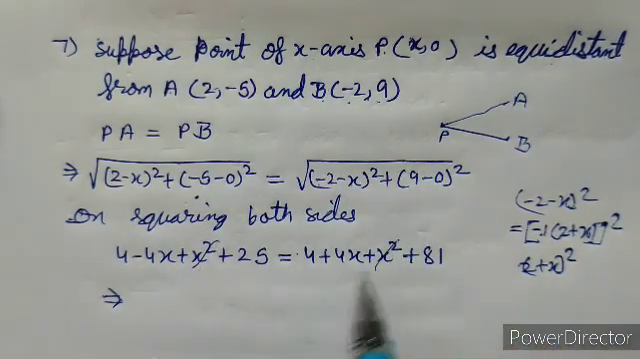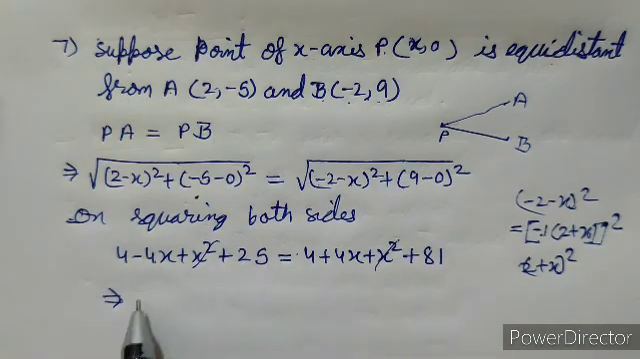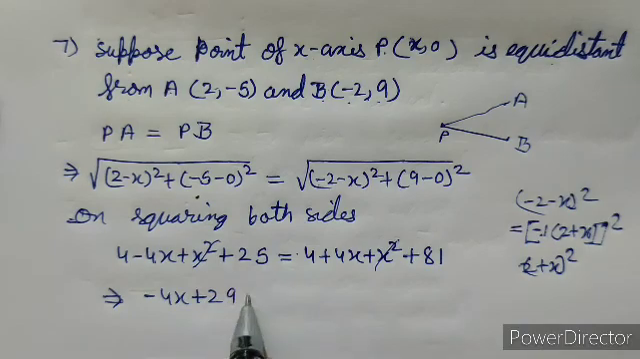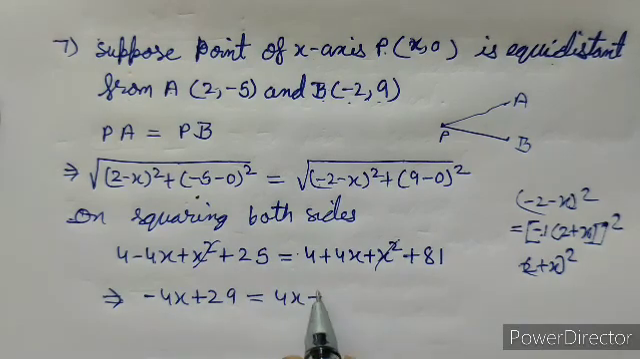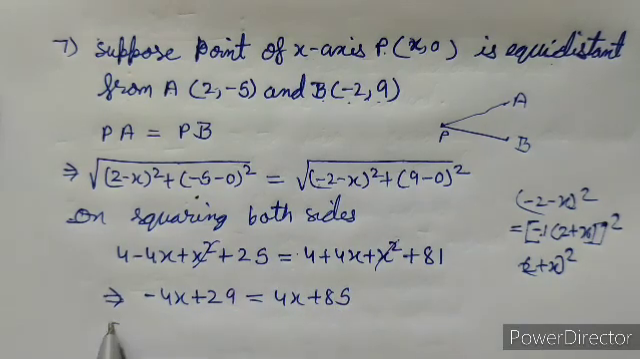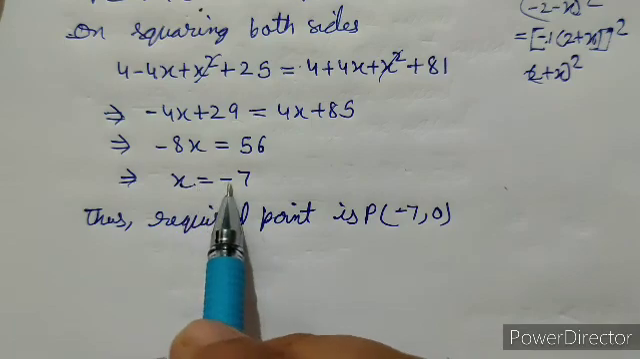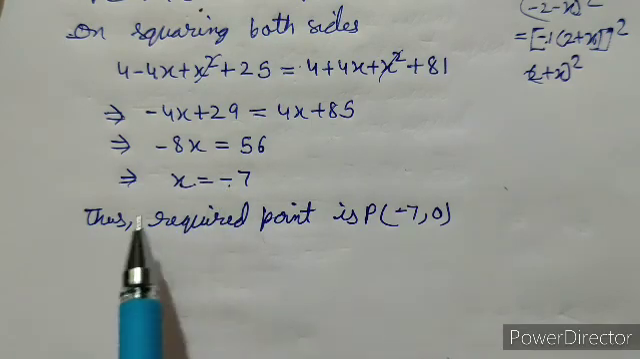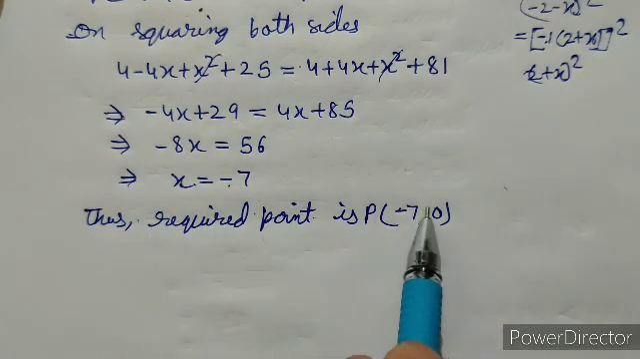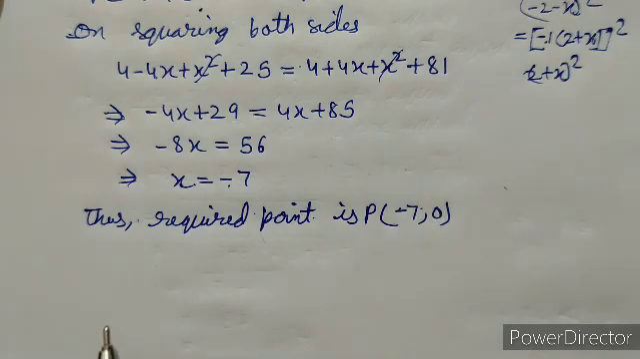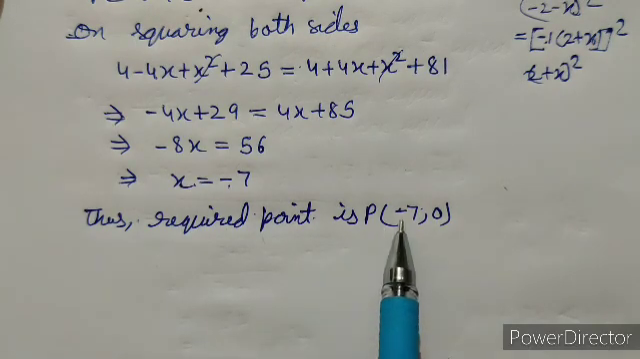Here x square and x square will cancel out. This will be -4x + 29 equal to 4x + 85, so -8x will be equal to 56, and this is giving x equal to -7. Thus the required point is (-7, 0), as we have got the value of x as -7.